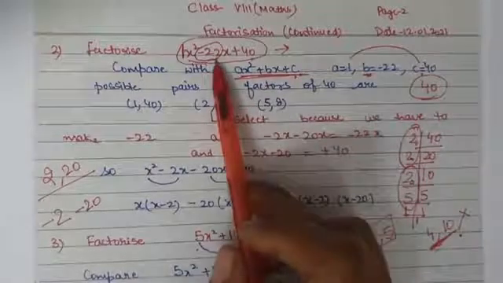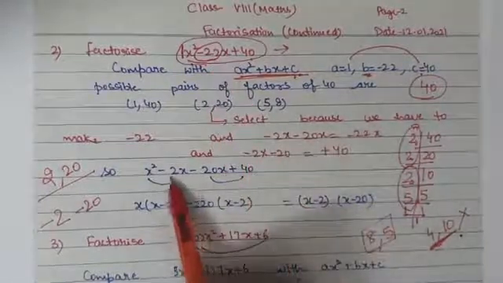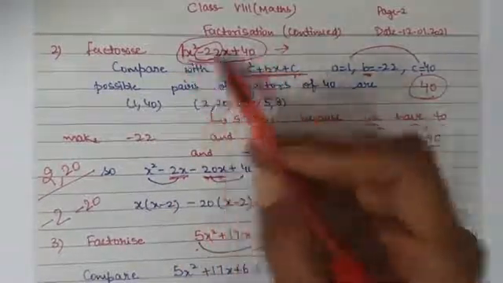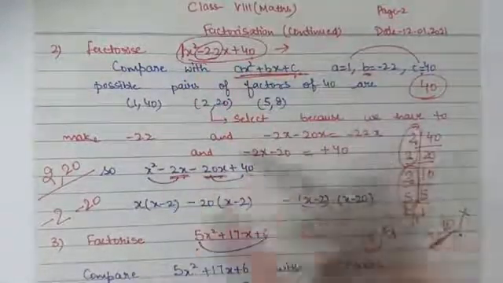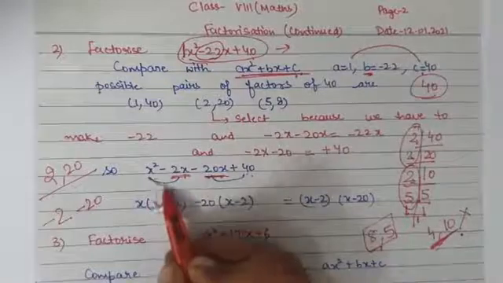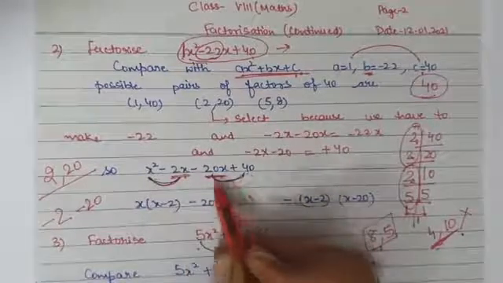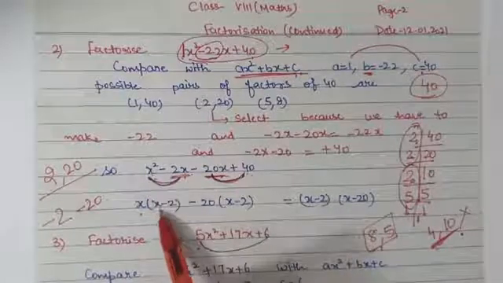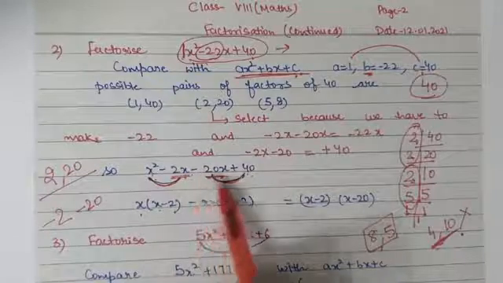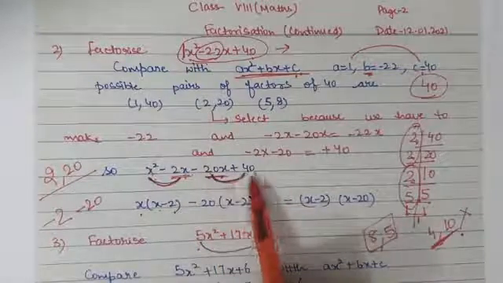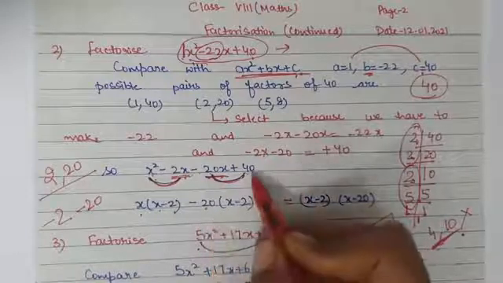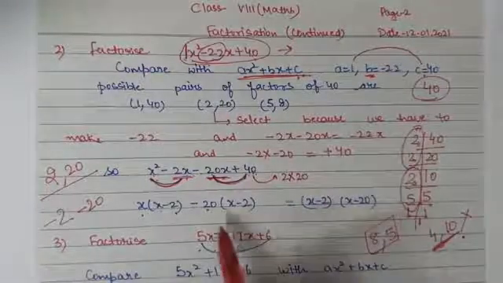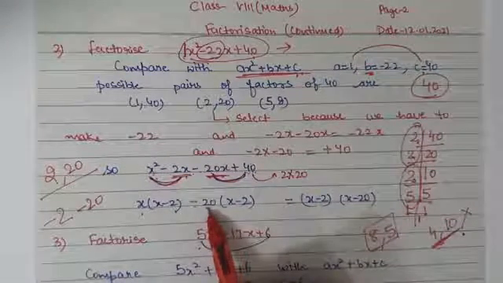So in place of minus 22, we will write minus 2x minus 20x and the other two terms remain the same. So again combine two terms. Now what is common? X, then x minus 2. Then out of these two terms 20 is common, because 40 we can write 2 into 20. Fine. So minus 20 I am taking common.